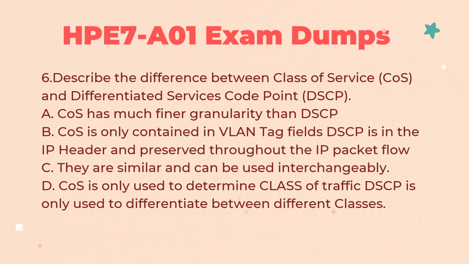6. Describe the difference between class of service, CoS, and differentiated services code point, DSCP. A. CoS has much finer granularity than DSCP. B. CoS is only contained in VLAN tag fields. DSCP is in the IP header and preserved throughout the IP packet flow. C. They are similar and can be used interchangeably. D. CoS is only used to determine class of traffic. DSCP is only used to differentiate between different classes.